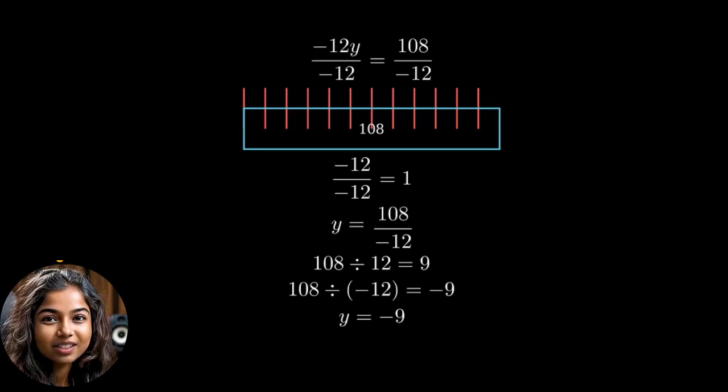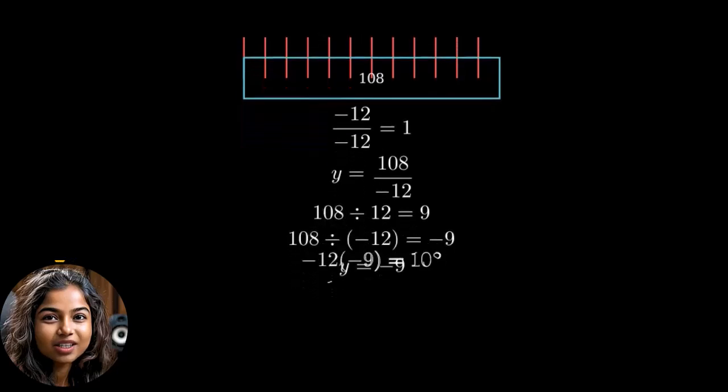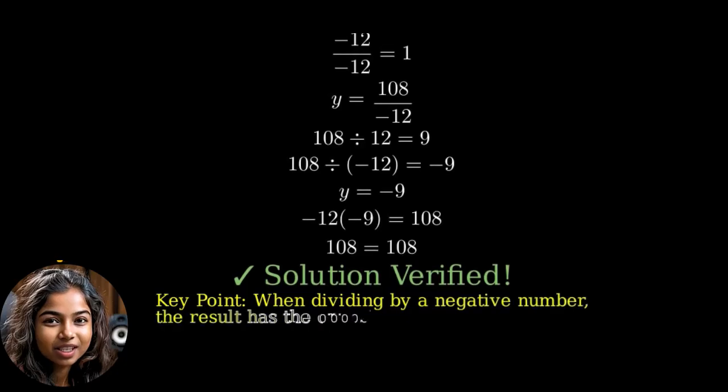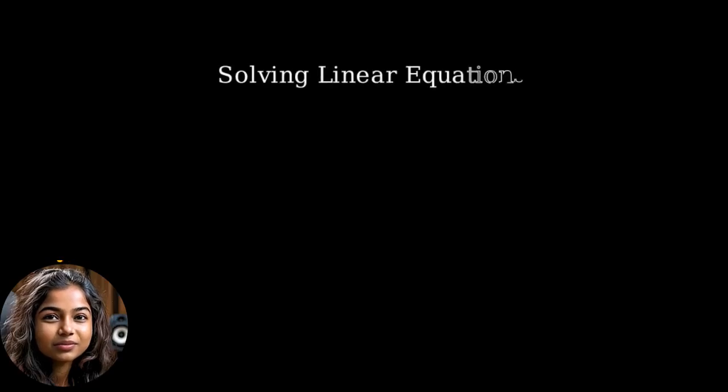Let's verify our answer by plugging negative 9 back into the original equation. Negative 12 times negative 9 equals positive 108, confirming our solution is correct. Therefore, y equals negative 9 is our solution. Remember, when dividing by a negative number, the sign of the result will be opposite to the sign of the number being divided.